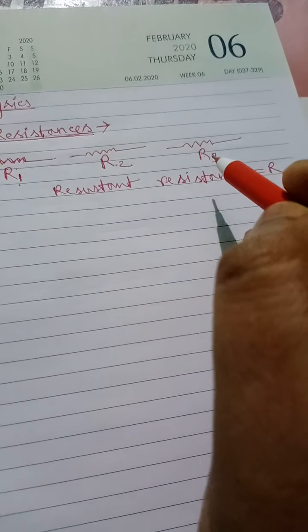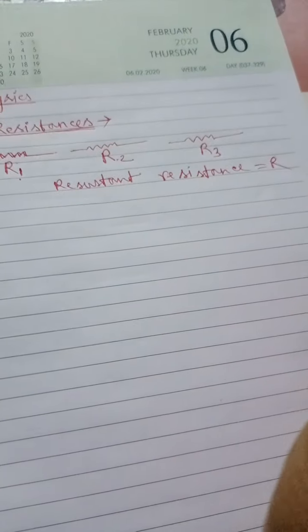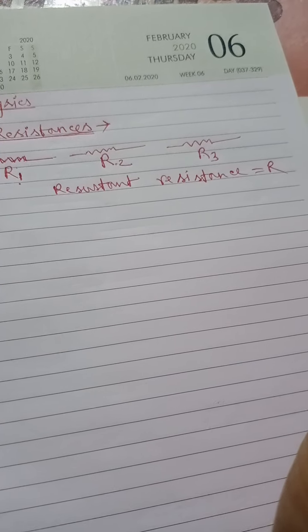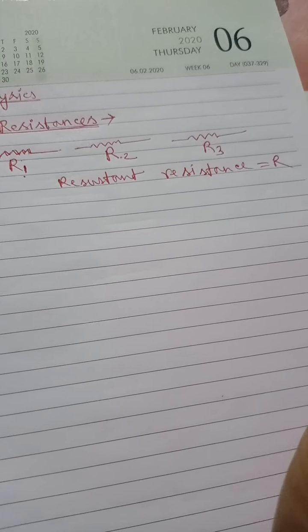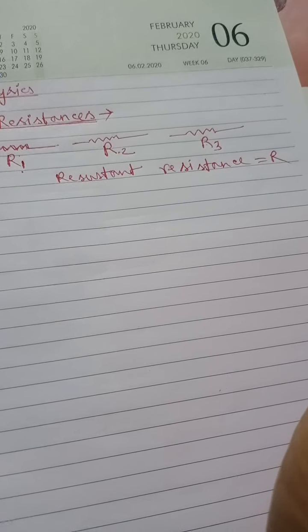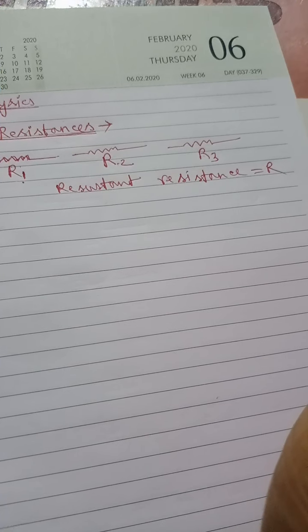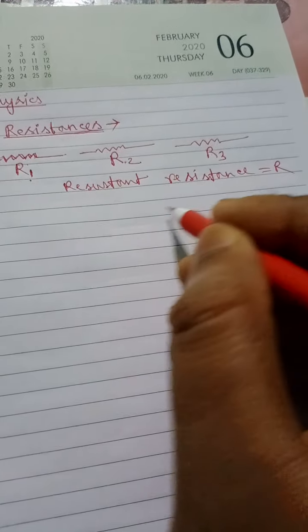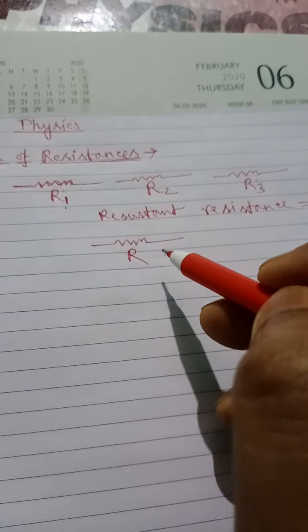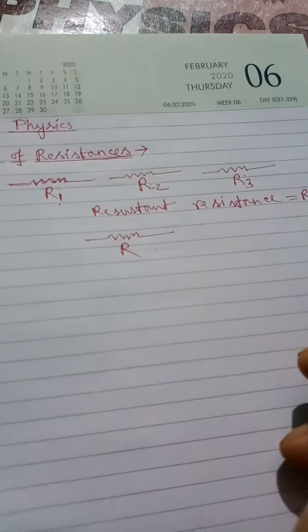This phenomenon, where the combination of two or more resistances is represented by a single resistance, is known as the combination of resistances. Suppose this is the resistor having resistance R. This R is the equivalent of R1, R2 and R3. R is the equivalent of R1 and R2 and R3.